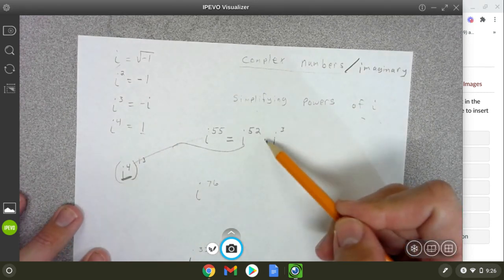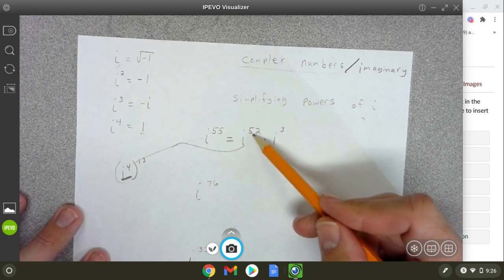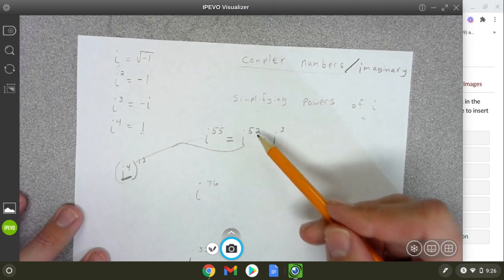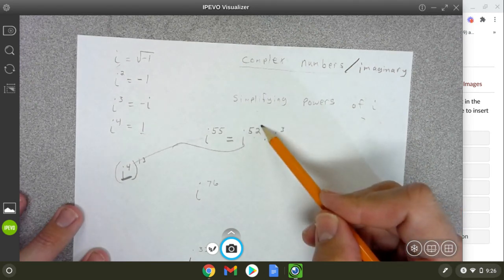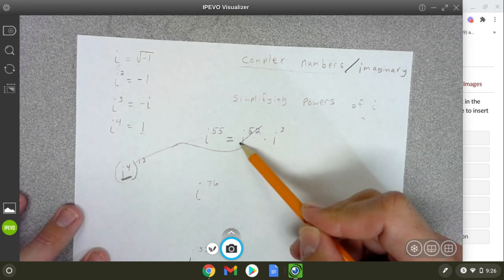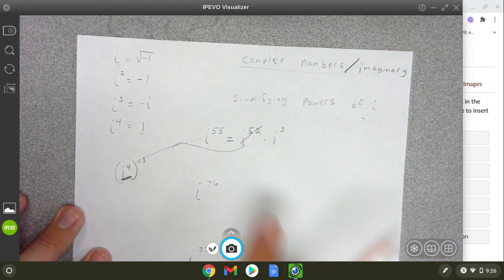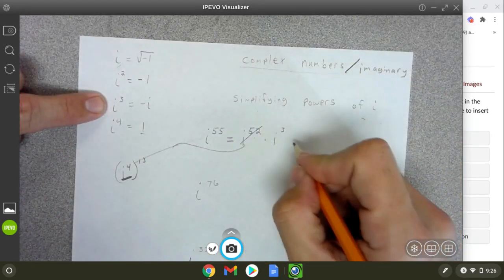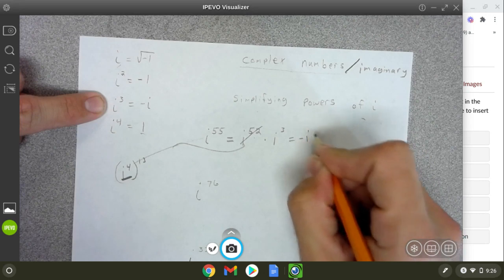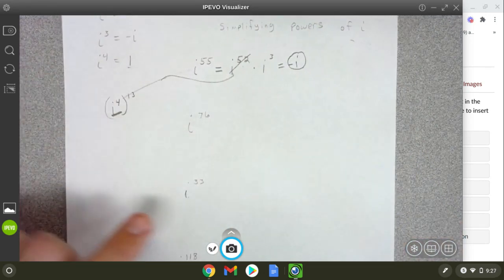All right, so I split it apart so that the exponent here divides by 4 evenly. And when it divides by 4 evenly, you can basically cancel it out because i to the fourth is equal to 1. And so what we're left with is i to the third, which is equal to -i. That's our answer there.